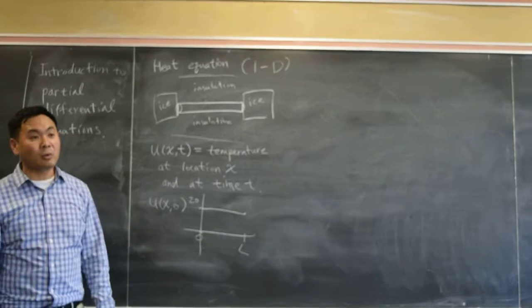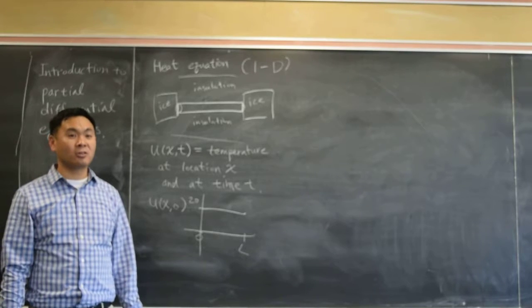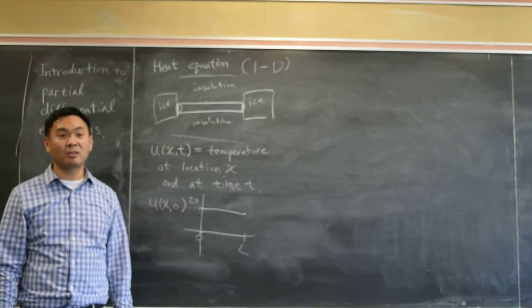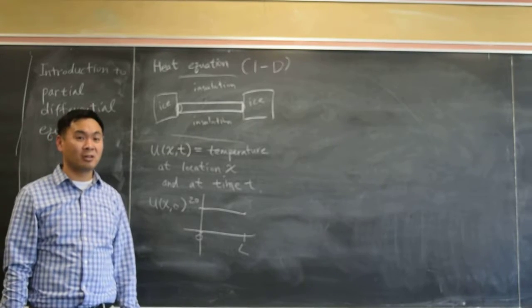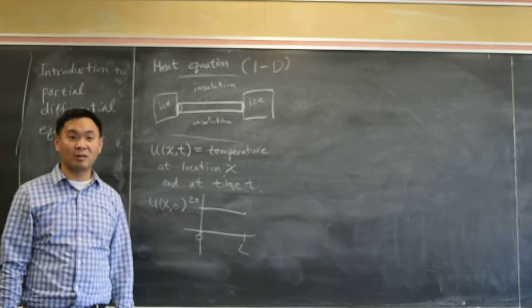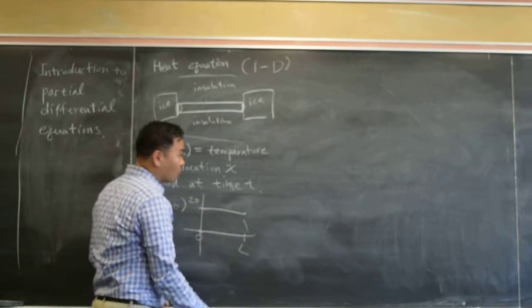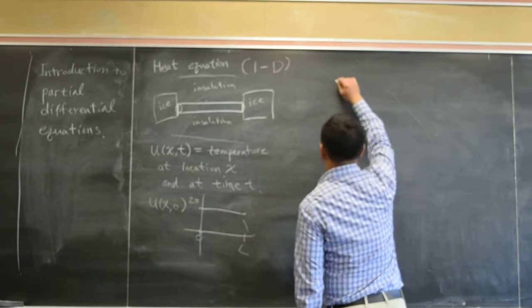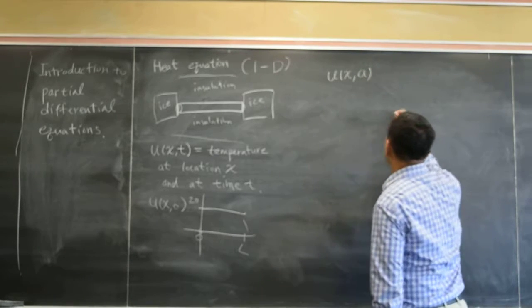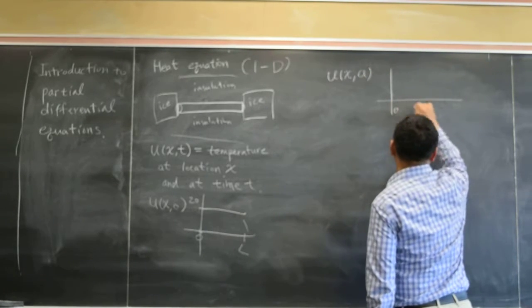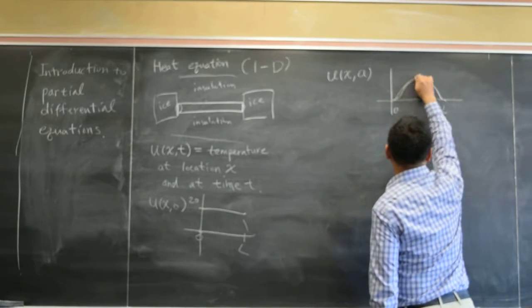Okay? Now what's going to happen after a short moment? You're going to see some dip in the temperature, right? Where would you see a dip in the temperature? At the endpoints, right here and there, right? So after some time, let's just say time a, I don't know what time, the graph will be like that, right?